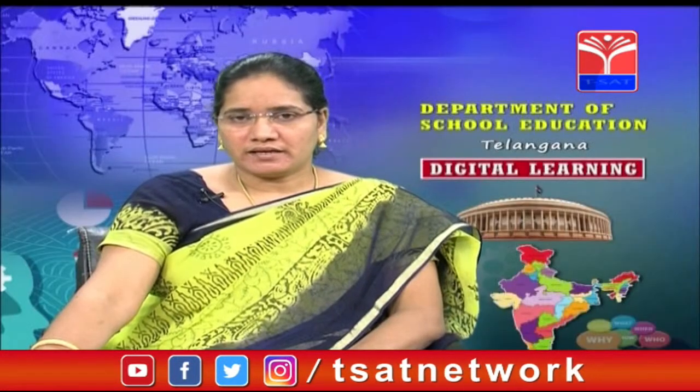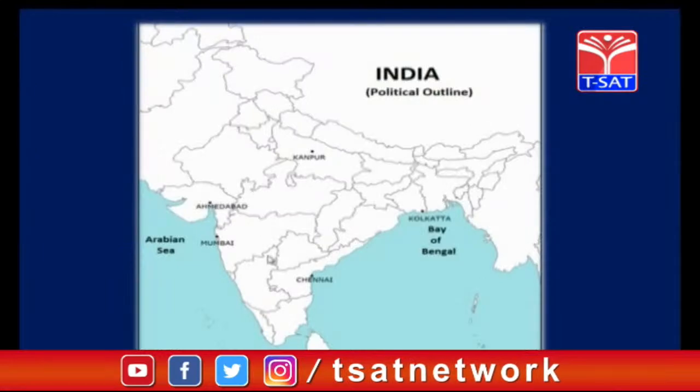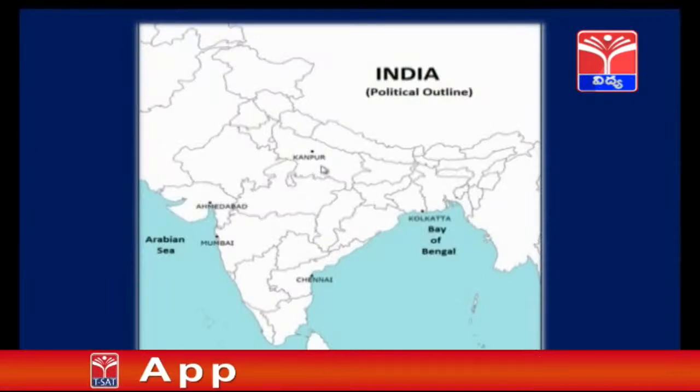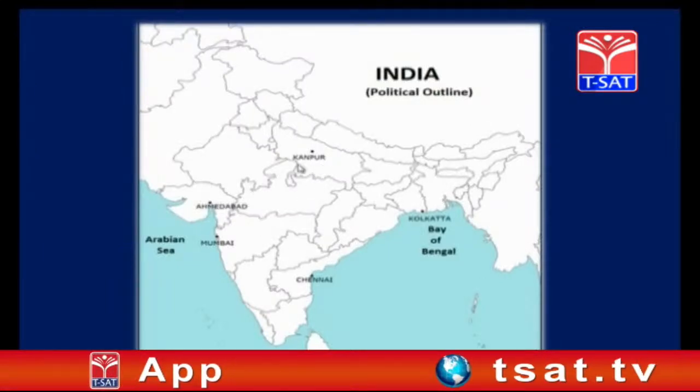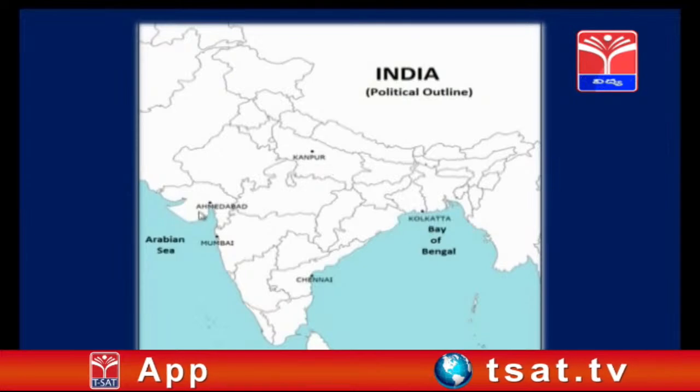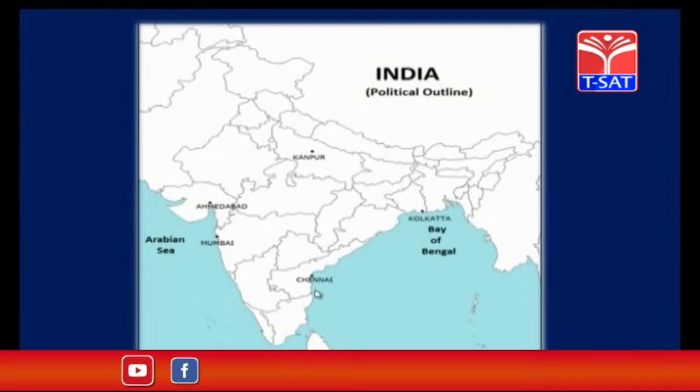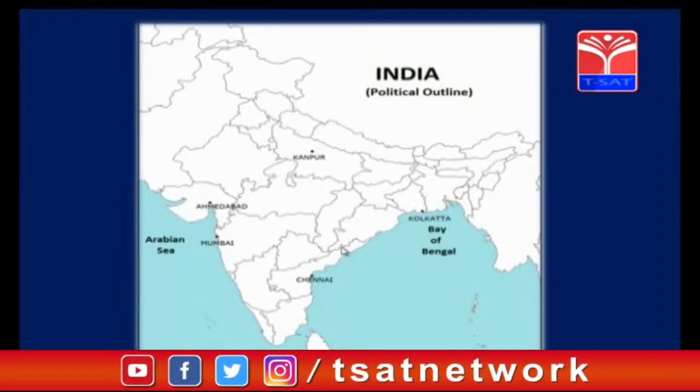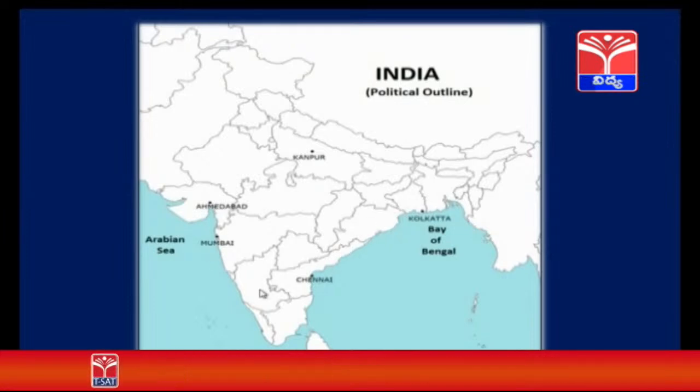See here, children, have a look at this map. Here are the important industrial cities in India: Kanpur, Ahmedabad, Mumbai, Chennai, Kolkata. In the beginning, these were the major industrial cities that emerged in India.